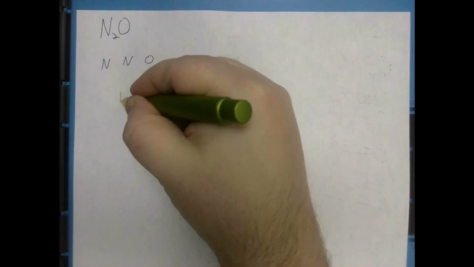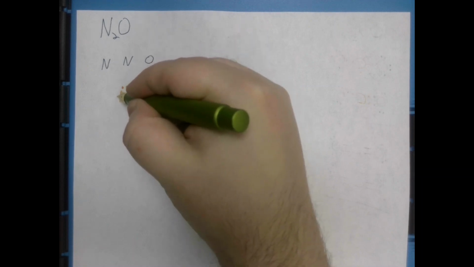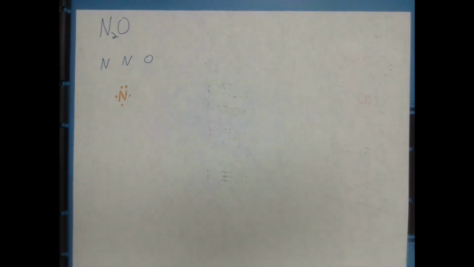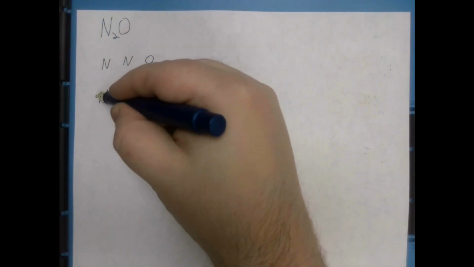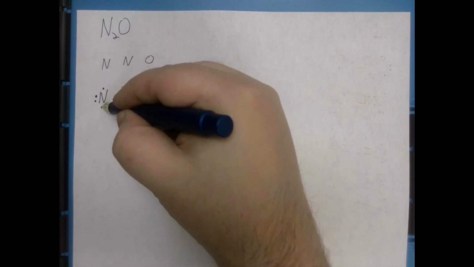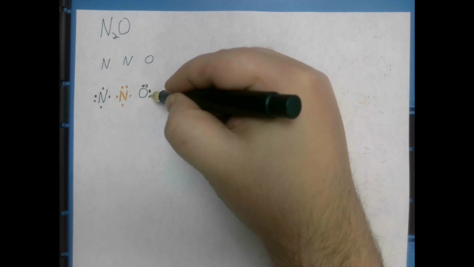So nitrogen has how many valence? 5. Oh no, that's where I messed up. Nitrogen has again 5. I was looking at it as a common number. Oxygen has 6. So, multiple ways we can approach this.